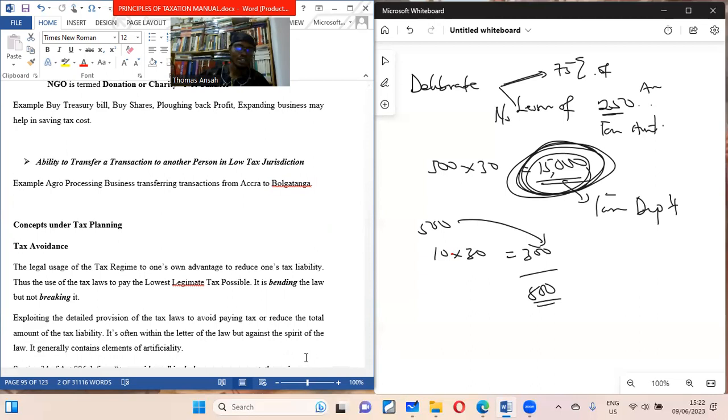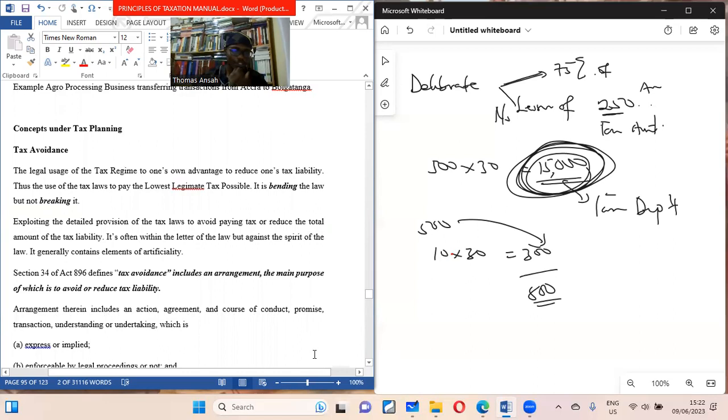Now let's look at the concepts of tax planning. We talk about tax avoidance. You are avoiding the tax, not finding a way to not pay the tax. It is called bending the rules, not breaking the rules. You are exploiting the loopholes in the tax law to pay lower taxes. In fact, section 34 of the 89 says tax avoidance includes any arrangement of which the main purpose is to reduce your tax liability.